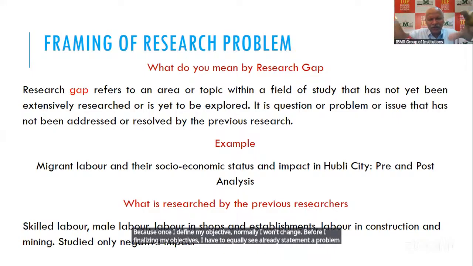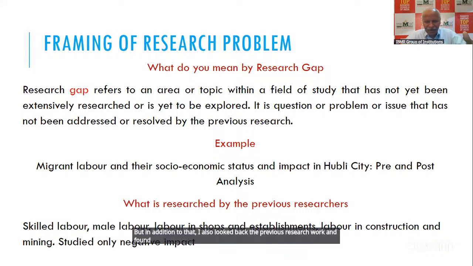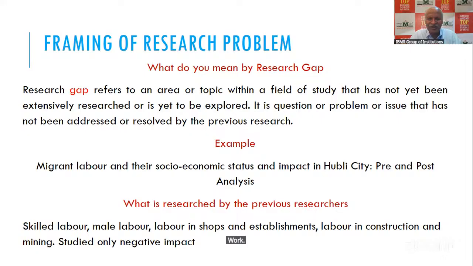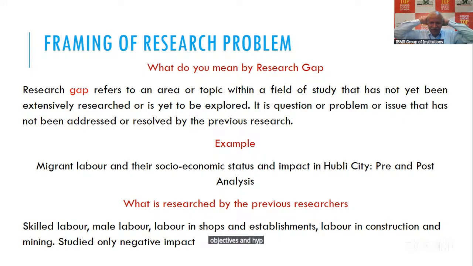Before finalizing my objectives, I have to equally see the statement of problem. What am I going to research? I have described it, no doubt. But in addition to that, I also looked back at the previous research work and found out some gaps. Those gaps also I am going to fulfill in my research work and include in my research objectives. Now, taking into account my original statement of research problem and the identified research gap, I will now set the final objectives and hypothesis. Am I clear?